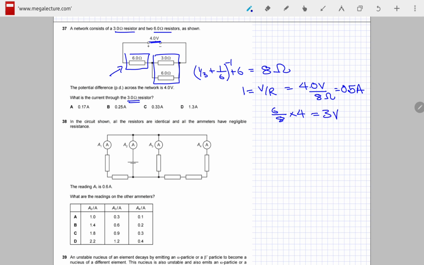So now the potential difference across the parallel resistors is 4 minus 3, which is 1 volt. This is the potential difference across these two parallel resistors, and the current through the 3 ohm resistor is then very simply V over R, which is 1 volt divided by the 3 ohm resistance, which is 0.33 amperes. So the correct option is option C.